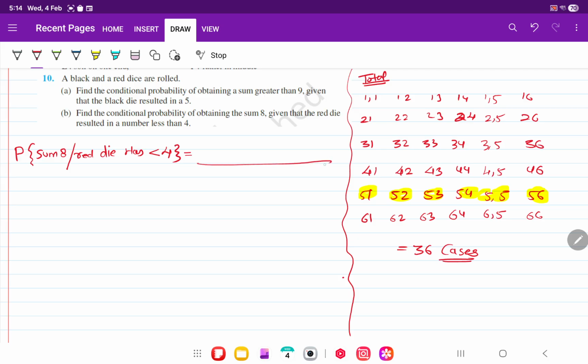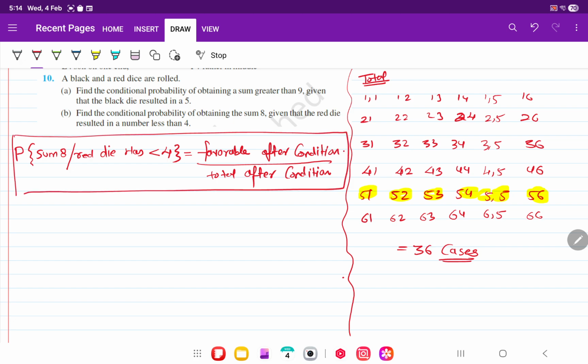So how to find the probability? Here we write total after condition, and here we write favorable, only favorable, that too after condition, because it is a conditional probability, correct? So this is the formula we will apply. These 36 cases are total for the event, not after the condition. So we will investigate after condition. The condition is that the red die should have less than 4. So the second die is red, the second one should be less than 4.